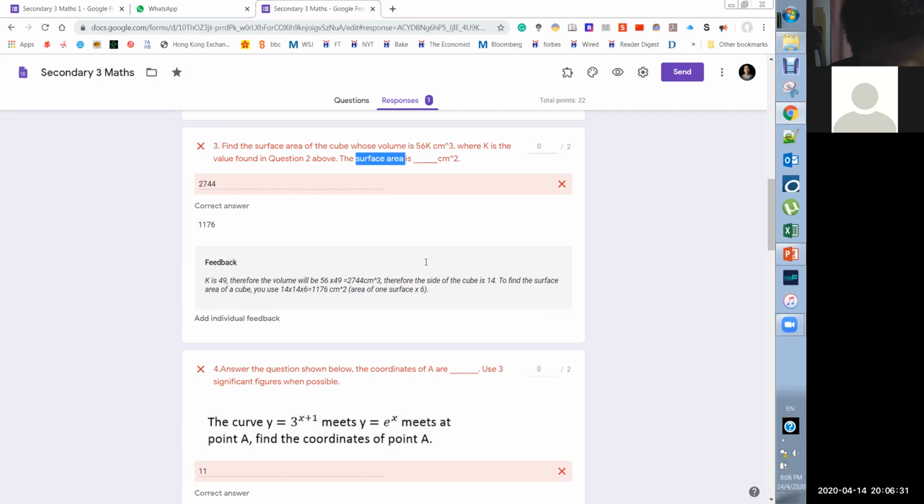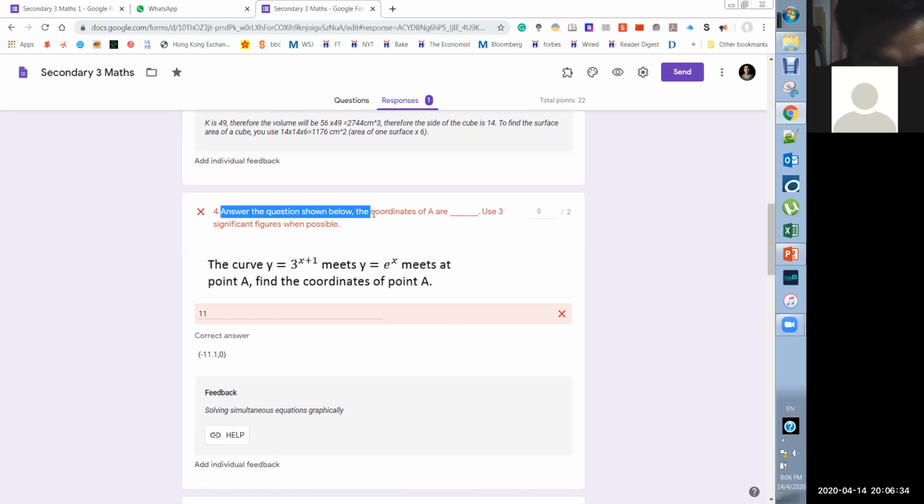Okay. Next. Over here it says answer the question shown below: the coordinates of A. Oh, this question we talked about before. I remember. So I actually worked out the thing, and for X, I got 11. But I don't know whether it's correct or wrong. Negative, right? It should be negative 11, not 11. Yeah, negative 11. And it's not exact. It should be minus 11 point da da da da.